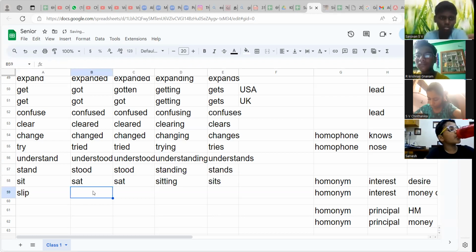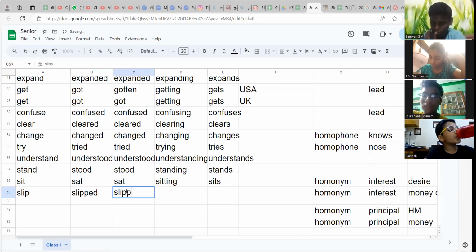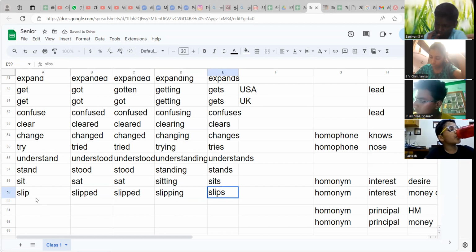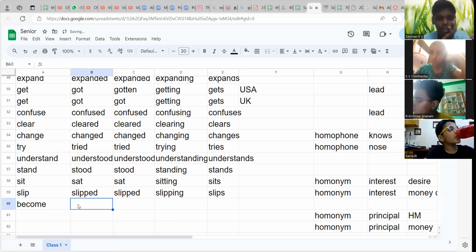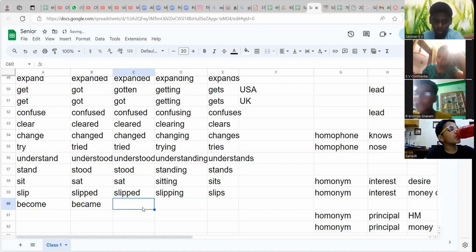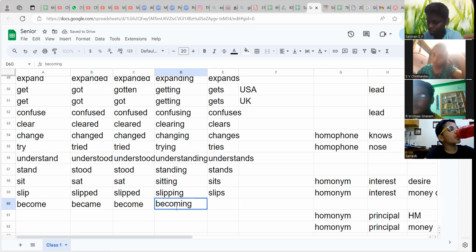Slip. Double P there. Slip. Slipping. Slips. And there is always one word you keep getting. Come, came, come, right? Become. Whenever you think about come, you think about become. Became. Here you go, number 3. Become, became, become again here. Careful, careful. Note it down. Becoming, becomes.